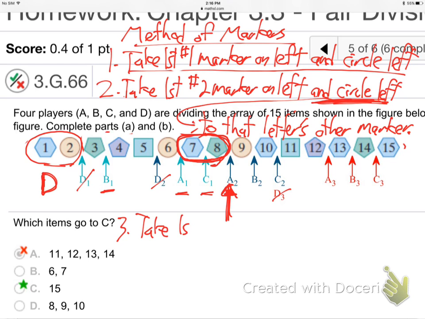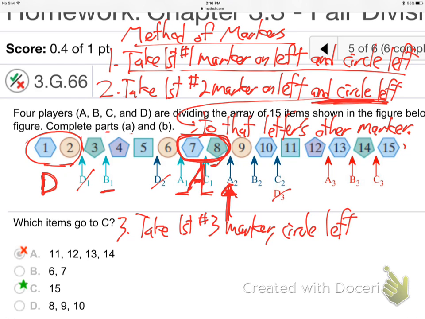So number 3, take the first number 3 marker, circle left, you know, same kind of thing. All right. Can you do that? Go ahead and do the next step. Take the first number 3 marker and circle left. But remember, A's out of the game now. This is A's candy right here.